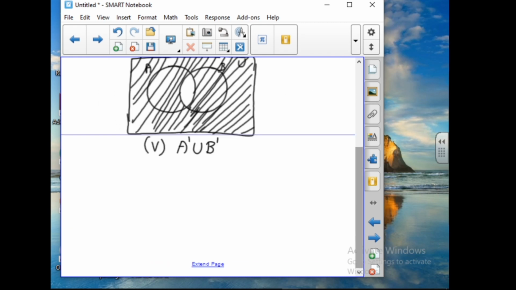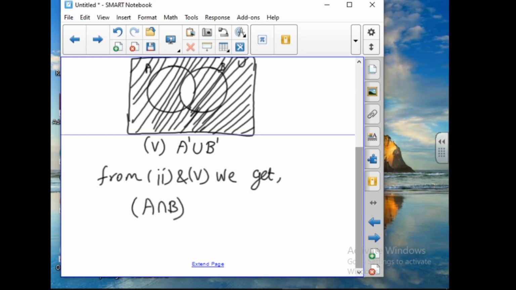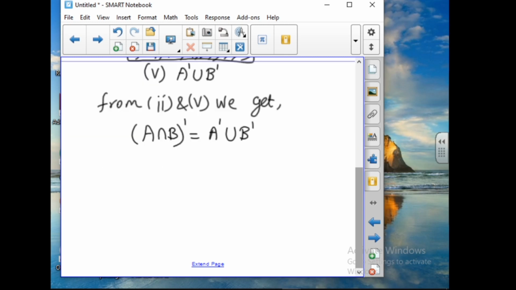So from 2 and 5 we get A intersection B whole dash is equal to A dash union B dash. Okay, hence proved.